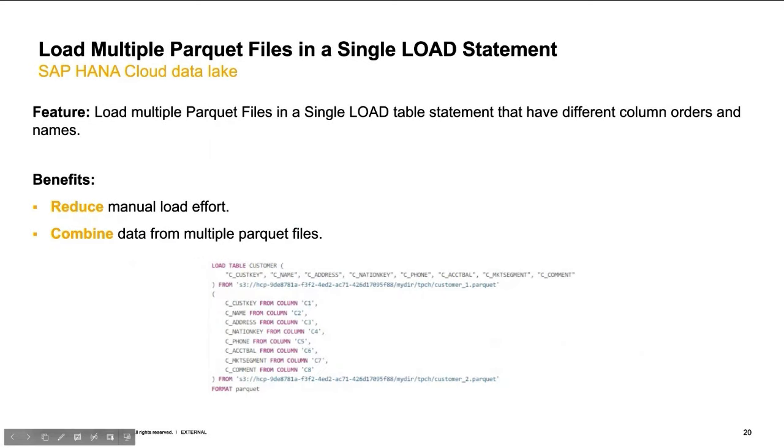The next innovation we have is the ability to load multiple parquet files in a single load table statement. When you have two files, they might belong in the same table, but have differences in column names or column order. This would require us to run two separate load table statements, but now we can reduce this manual effort and load multiple files at once. So we can declare the mappings for each file schema to the table schema and load them all in one execution. I'll demonstrate this later in a demo as well.